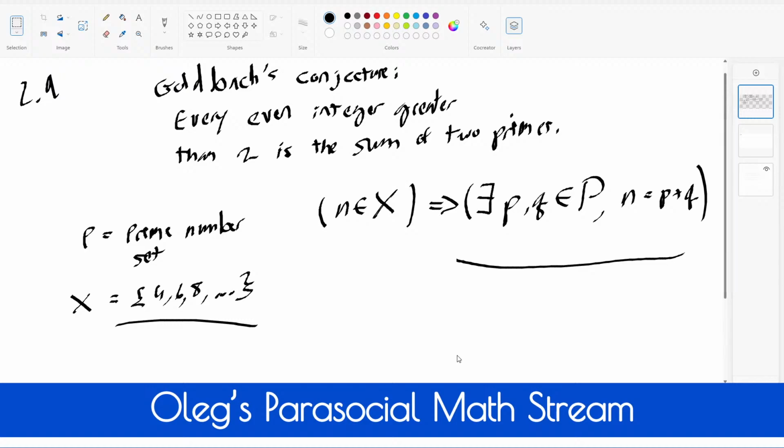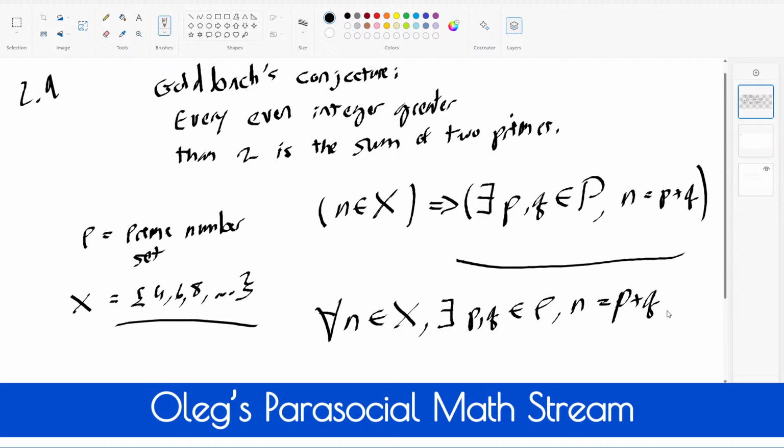Another way we can do this: for all N containing the set X, there exists a P and Q containing primes such that N is equal to P plus Q. So that's another way we can do this.